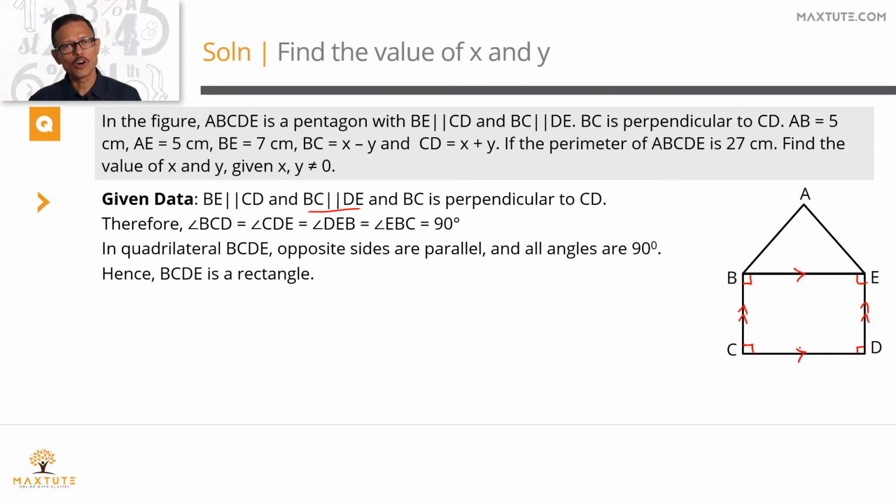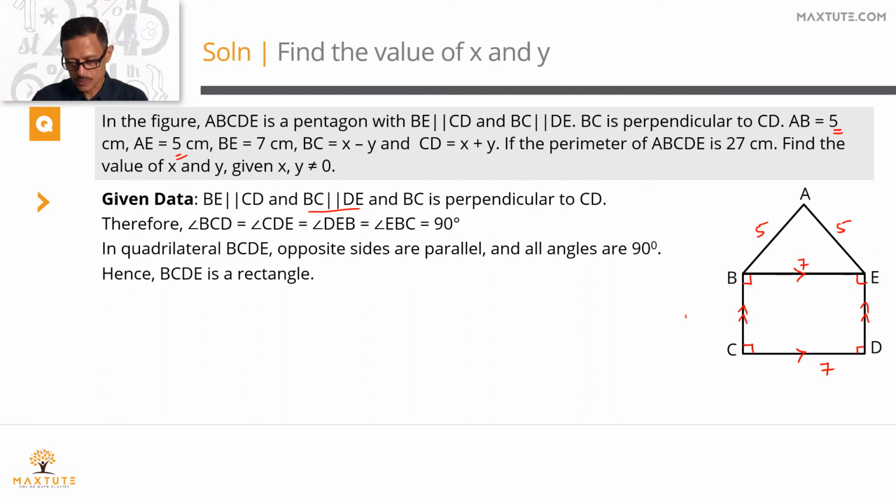Now in a rectangle, opposite sides are parallel, opposite sides are equal. So the measure of BE will be equal to CD. The measure of BC will be equal to ED. We know that the perimeter of this pentagon is equal to 27. We'll plug in the data given to us before we add up all the sides to get 27. It says that AB is equal to 5, AE is equal to 5, BE is equal to 7. If BE is 7, CD will also be equal to 7.